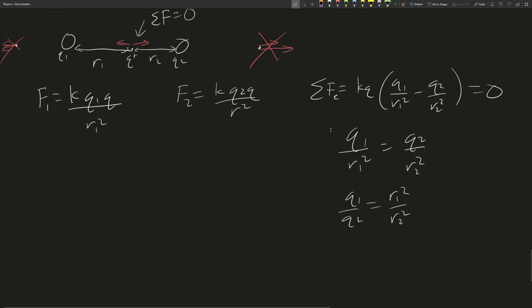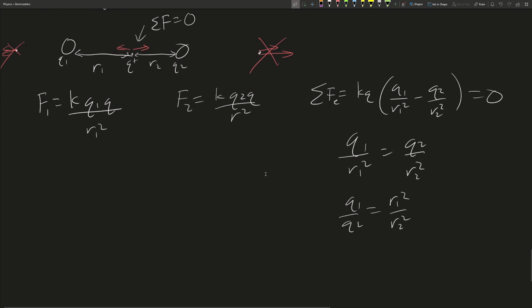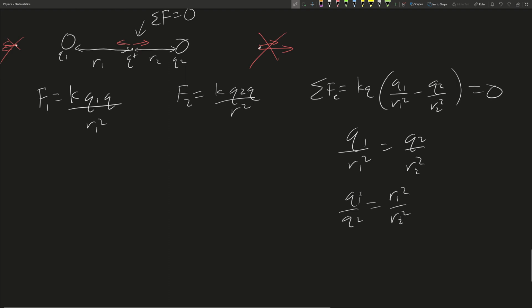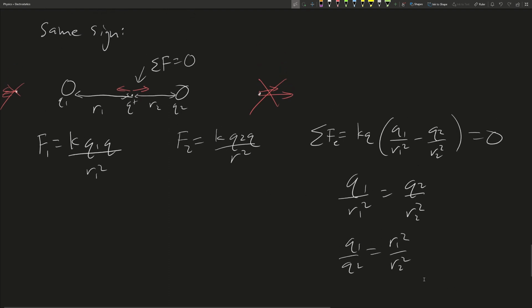So what this means is that if Q1 and Q2 are equal, then this small positive charge, we call it our test charge, is directly in between the two charges. However, if Q1 is greater than Q2, then we know that R1 is going to be greater than R2. So that means this test charge is going to be closer to Q2 than Q1. And if Q1 is smaller than Q2, we know that it's going to be closer to Q1.